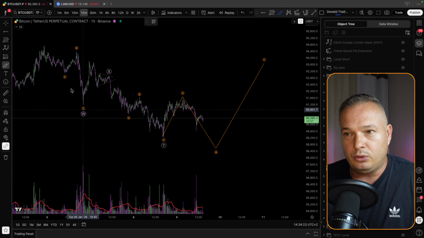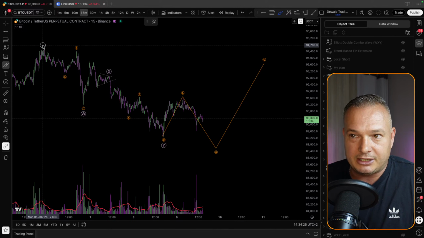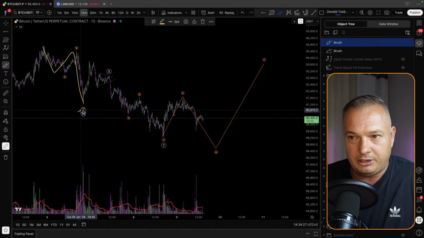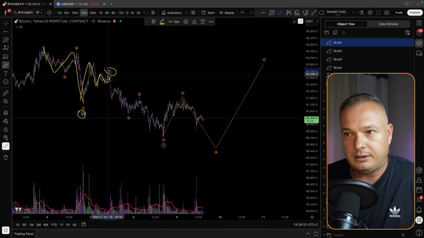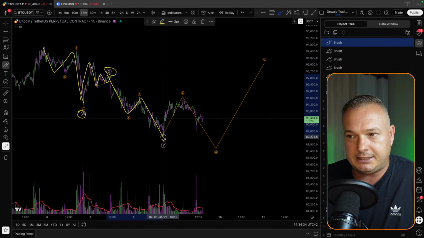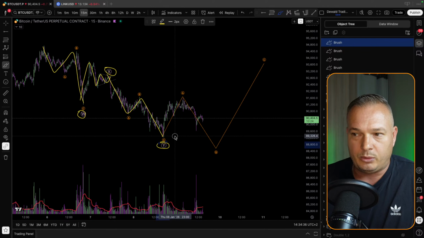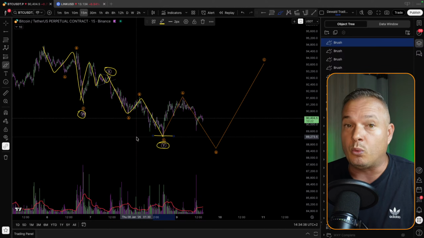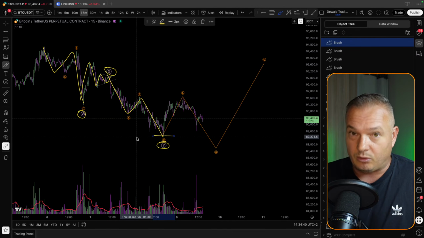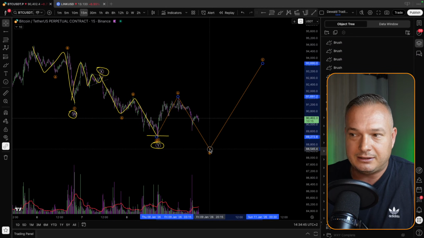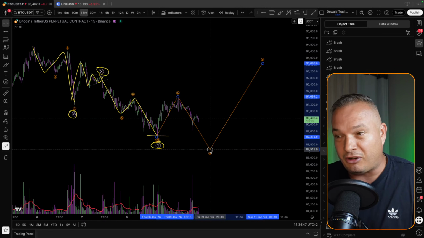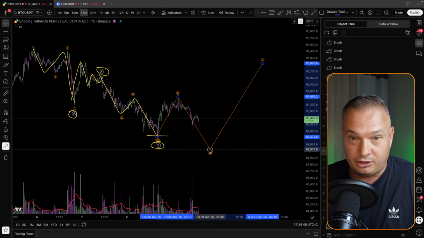So remember, guys, this is still the WXY. You have your ABC in a W, you have your triangle in an X, and you have your ABC in a Y wave. We tapped the 1-to-1 extension, which is the Y wave target. Now, what could happen? You could form a flat, and that is also the target for this cup and handle. But you don't have to.